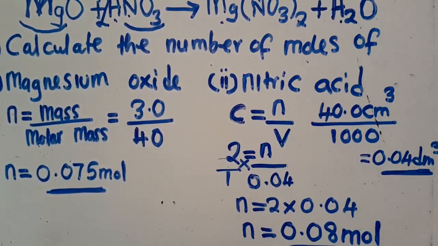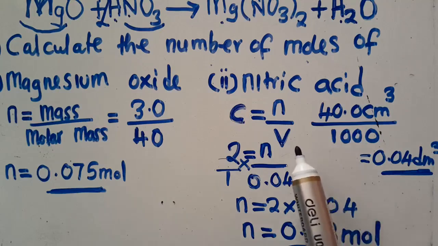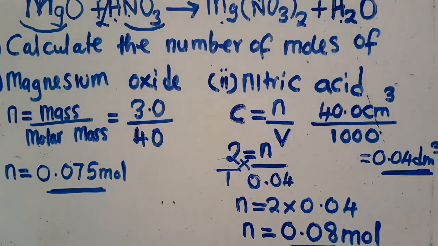We've answered this question. Have you seen? So I've calculated the number of moles for magnesium oxide like this. And I've also calculated the number of moles for nitric acid, as simple as this. So these are the two answers that I've gotten. So this is what you need to do. I've answered these two questions. So this is the number of moles.